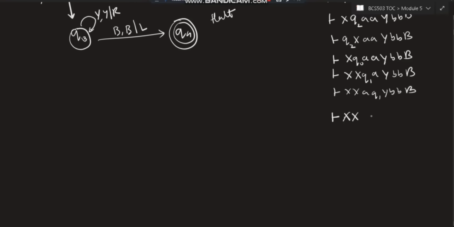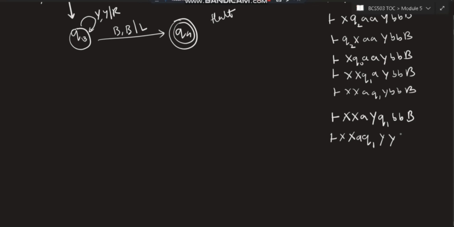Now Q1 on B. What was Q1 on B? Q1 on B should become Q2. It should make the B as Y and move to the left. Now see, it made it as Y. Okay, let's write it here. It made it as Y, and Q1 moves to the left, which means this Y will come here and Q1 will be here, A will be here. Like this it will be, and B B, and Q1 became Q2.